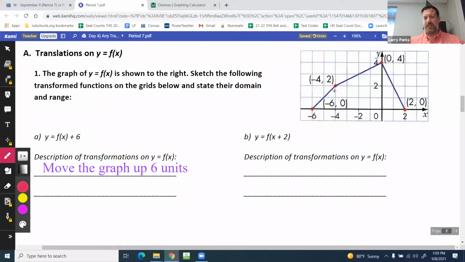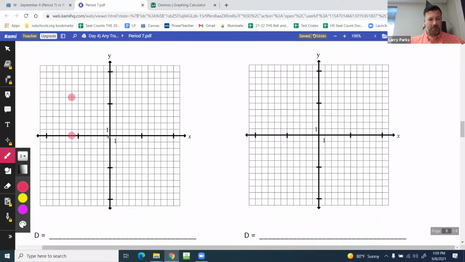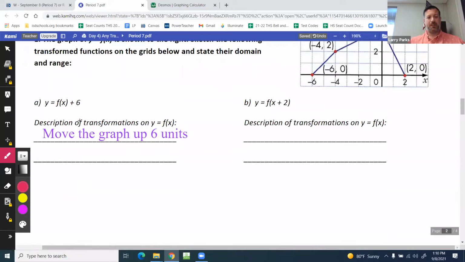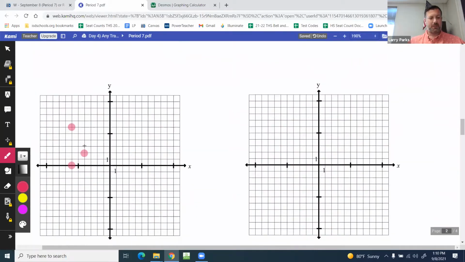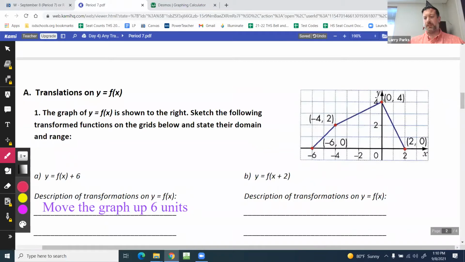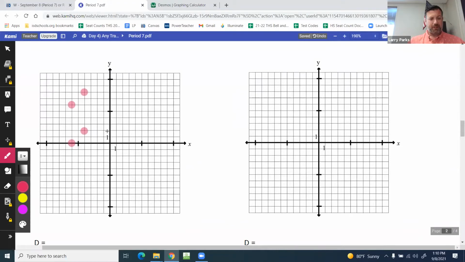This point starts at negative 4, 2. 1, 2, 3, 4, 2. And we're going to move it 6 up. That's what this notation means. Move up 6. So I'm going to take this and move it up 6. 1, 2, 3, 4, 5, 6. Take the point 0, 4, move it up 6. So start it off right here. You're going to move it up 6. 1, 2, 3, 4, 5, 6. So instead of 0, 4, it becomes 0, 10.